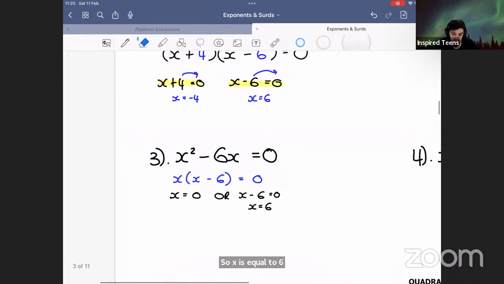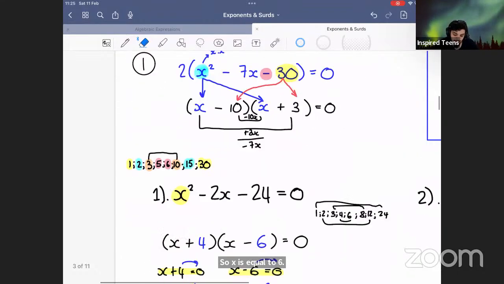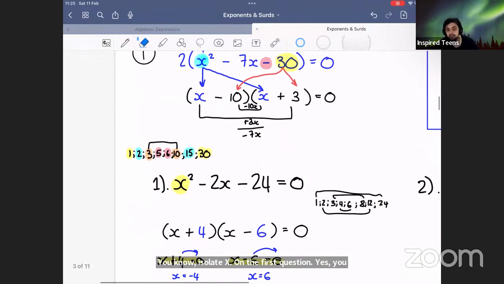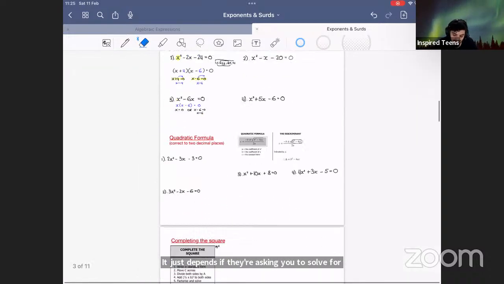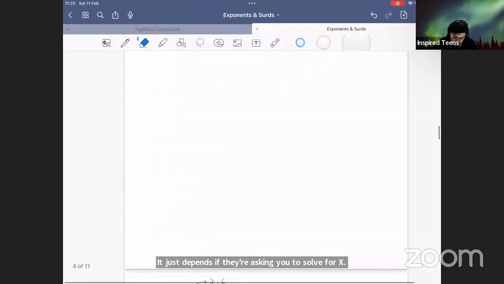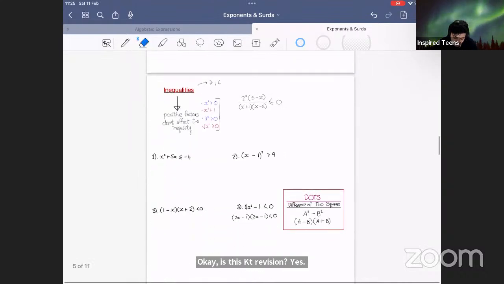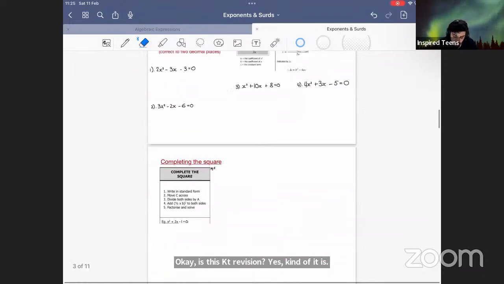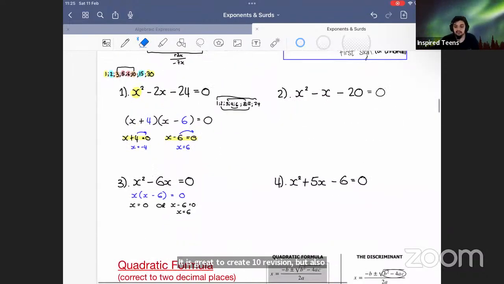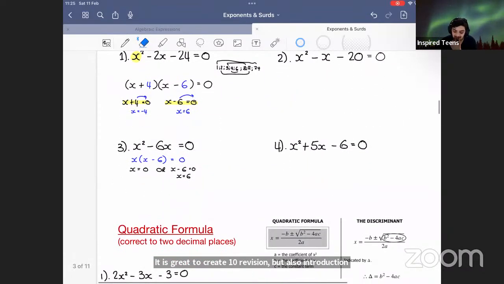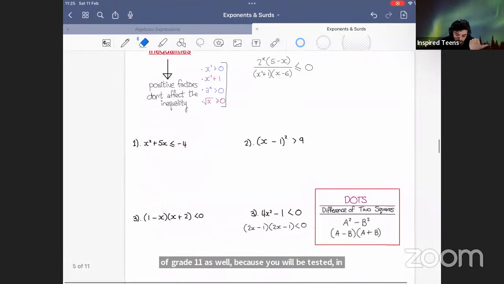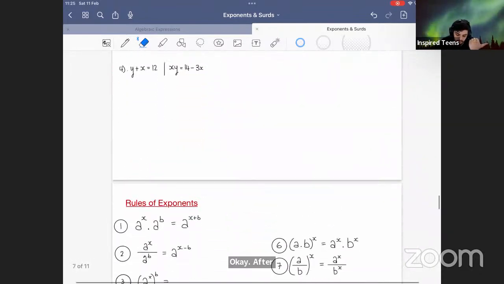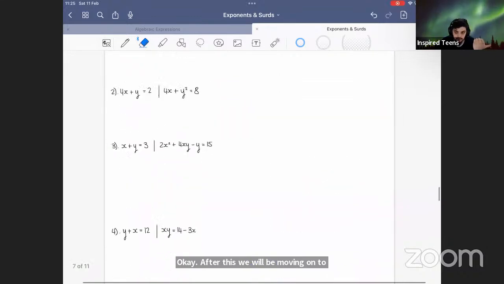Can you isolate x on the first question? Yes, you can. It just depends if they're asking you to solve for x. Okay, is this grade 10 revision? Yes, kind of, it is. It is grade 10 revision, but also introduction of grade 11 as well, because you will be tested in grade 11 as well. Okay, after this, we will be moving on to exponents, where it gets a bit more intricate.